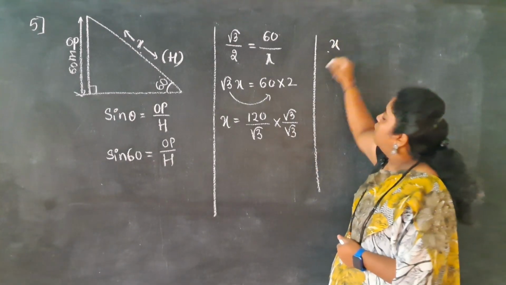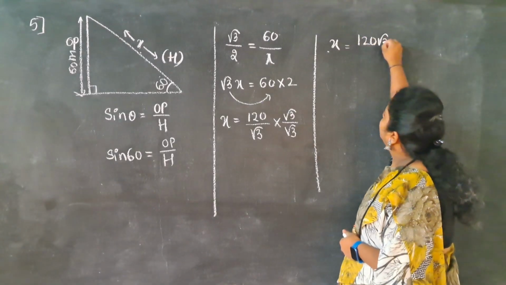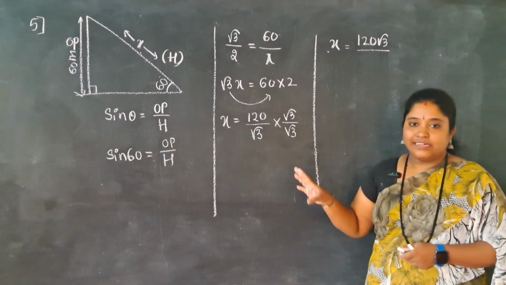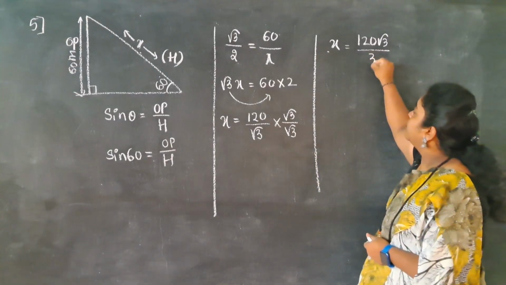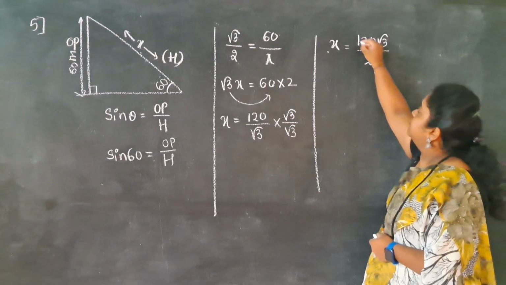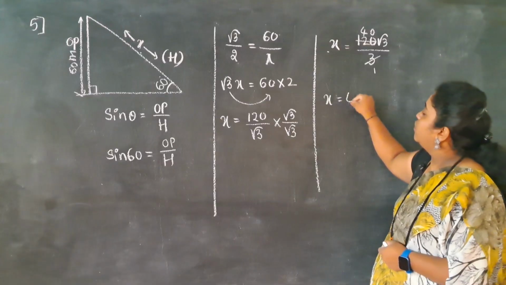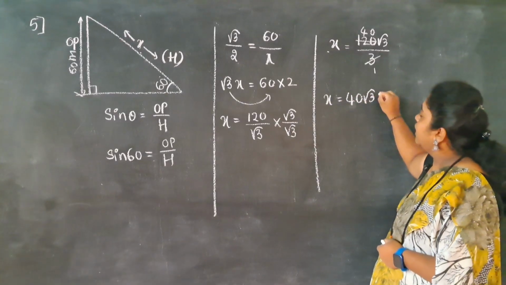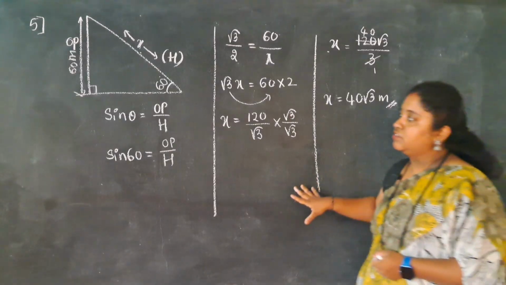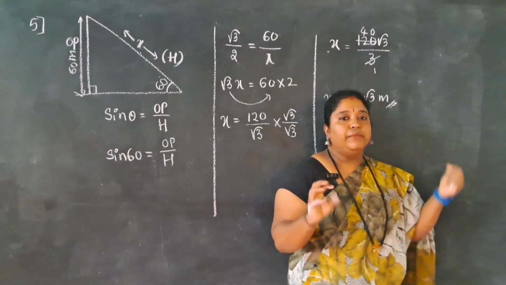Now what will I get? Tell me, dears. 120 into root 3 will become 120 root 3. Root 3 into root 3 will become root 3 the square, which at most is going to give me 3 as the answer. Isn't it, dear? See here, 3 1s are 3, 3 4s are 12, 3 0s are 0. So x is equal to 40 root 3 meter. It means the length of the string which is attached to the ground is how much? 40 root 3 meter.